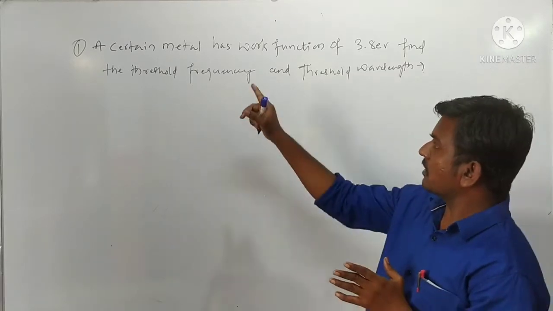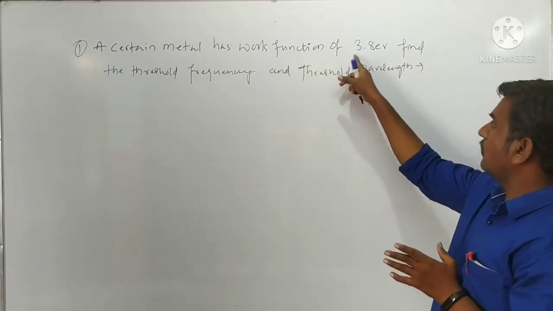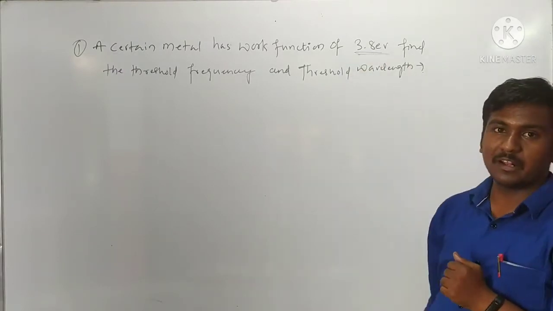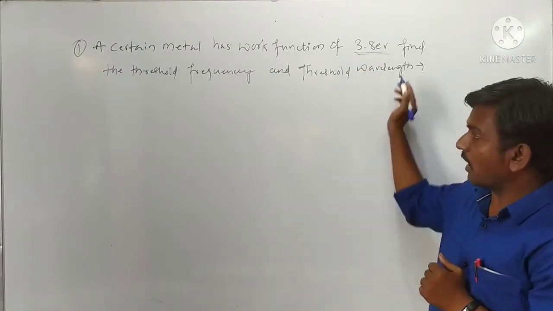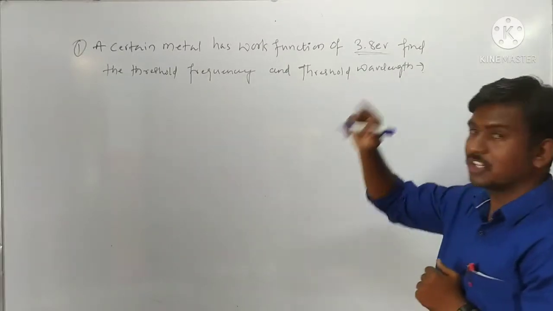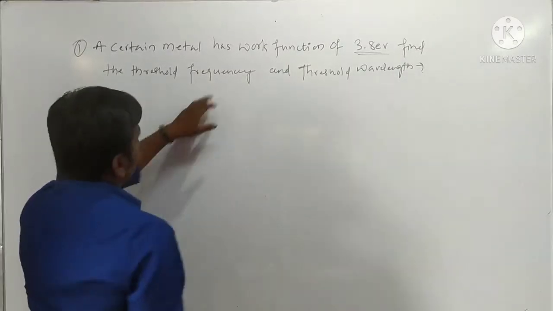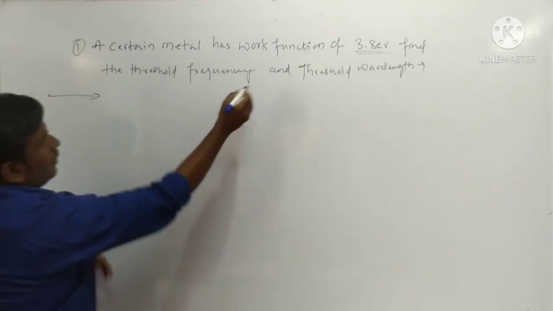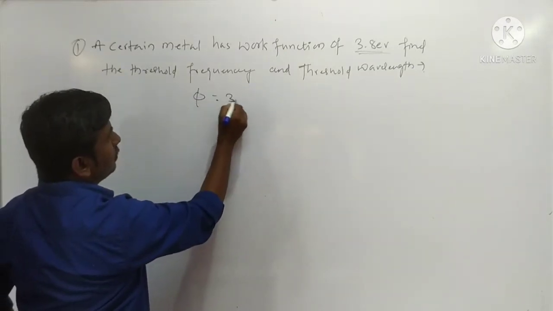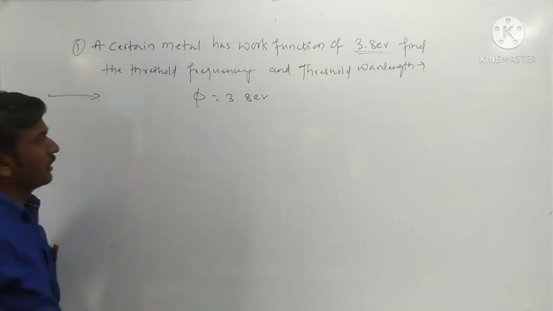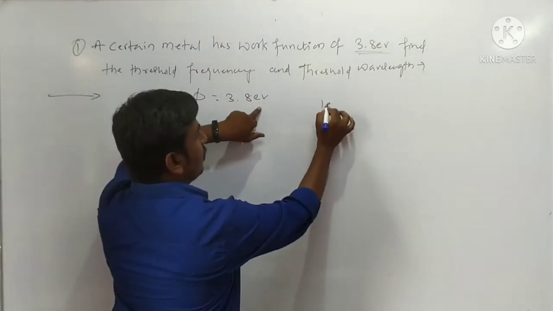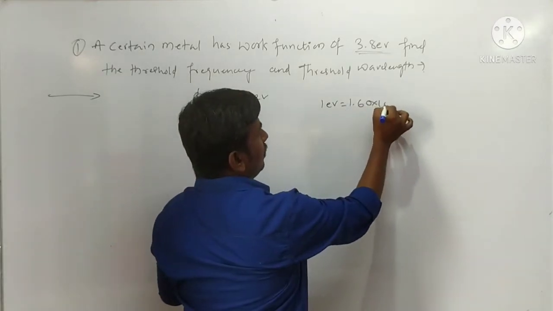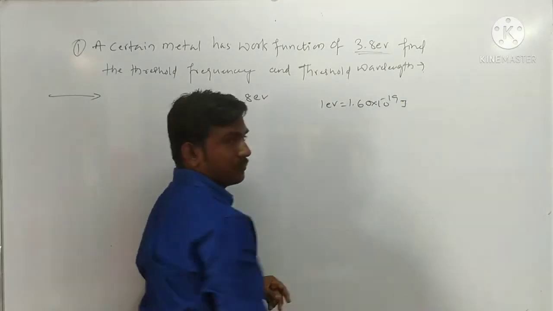So a certain metal has a work function of 3.8 electron volt. So the energy is given as 3.8 electron volt. Find the threshold frequency and threshold wavelength. First of all, write the work function. So solution: work function phi equal to 3.8 electron volt. We know the value of 1 electron volt is 1.60 into 10 power minus 19 joule, right?